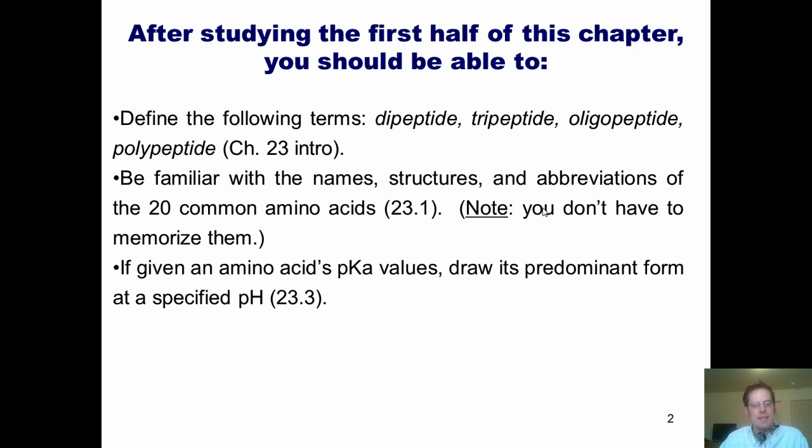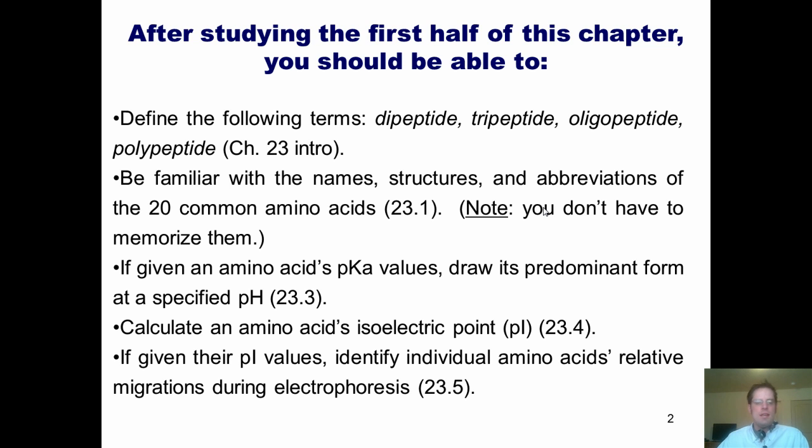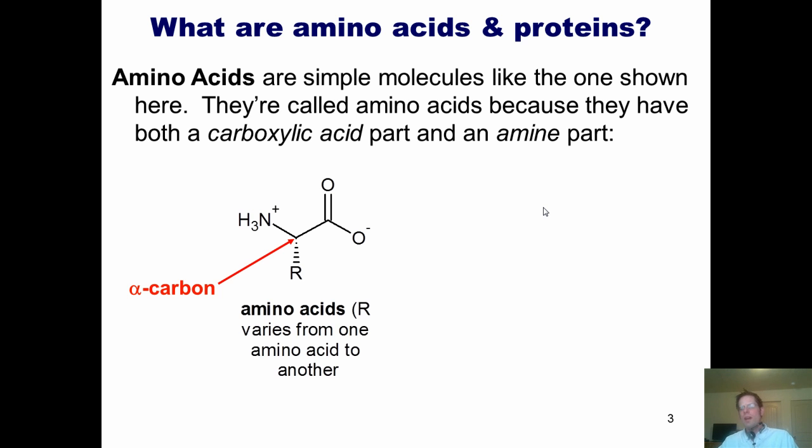Next, if given an amino acid's pKa values, draw its predominant form at a specified pH. Next, be able to calculate an amino acid's isoelectric point. And last, if given their pI values, that is, their isoelectric point values, identify individual amino acids' relative migrations during electrophoresis. So what are amino acids and proteins?